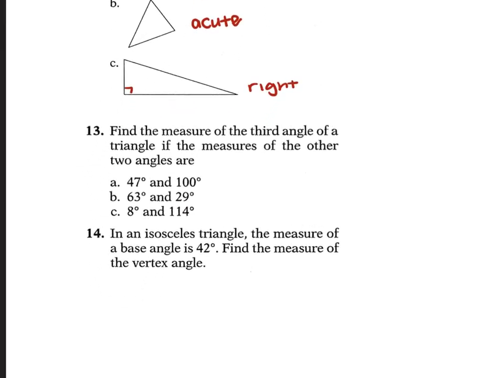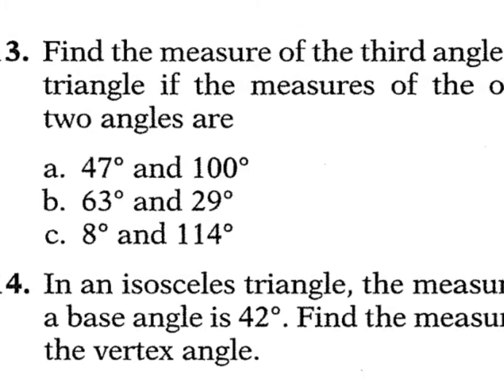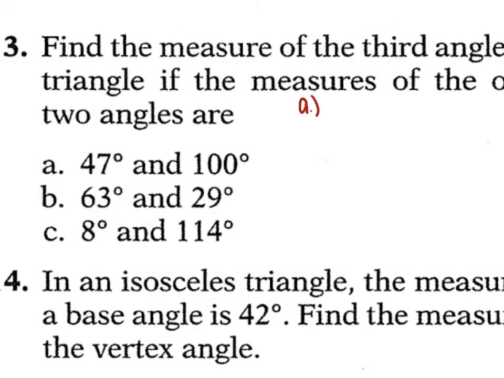13 says to find the measure of the third angle of a triangle if the measures of the other 2 angles are given. For A, we have 147. We are going to take the 147 and subtract it from 180. So the 0 becomes a 10, the 8 becomes a 7, so this is going to be 33 degrees.